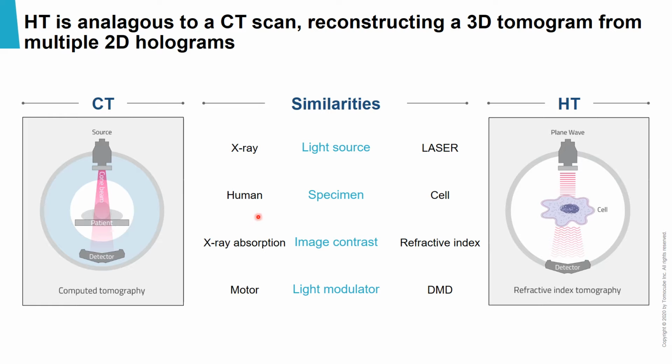Just as a CT scan uses X-ray absorptivity as the imaging contrast, HT uses the refractive index distribution of the material being imaged. The refractive index determines the speed of light in the medium, so if you have a higher refractive index, the speed of light will decrease and can be used as the optical imaging contrast in HT. In this manner, HT measures multiple 2D hologram images of live cells, and by scanning the illumination angles and applying the three-dimensional reconstruction algorithm, we can retrieve 3D tomograms of live cells.